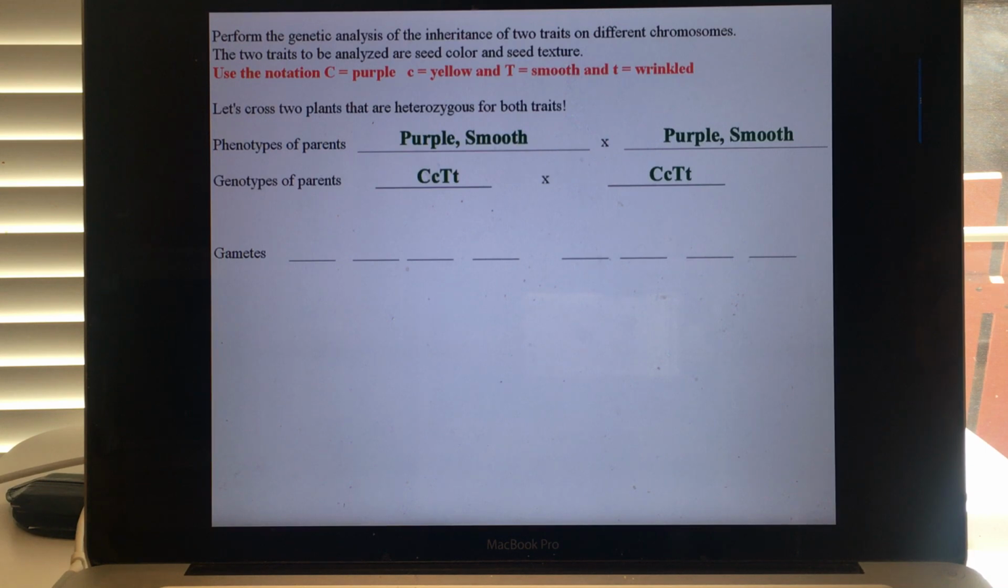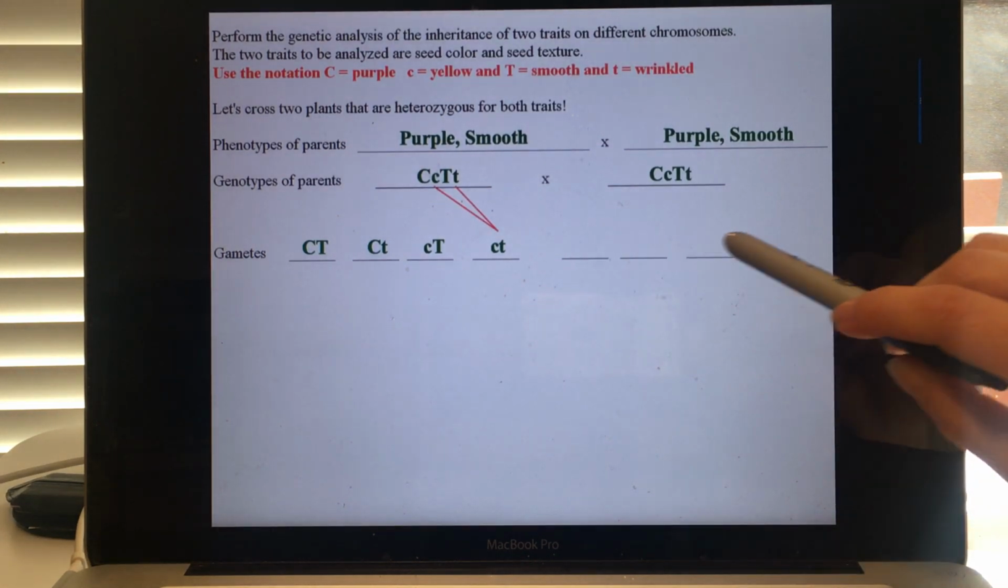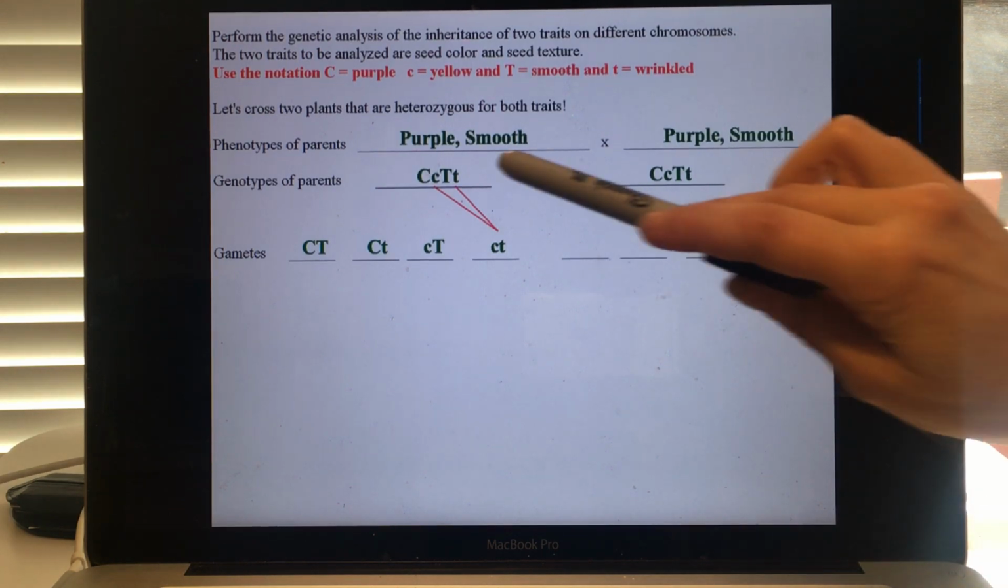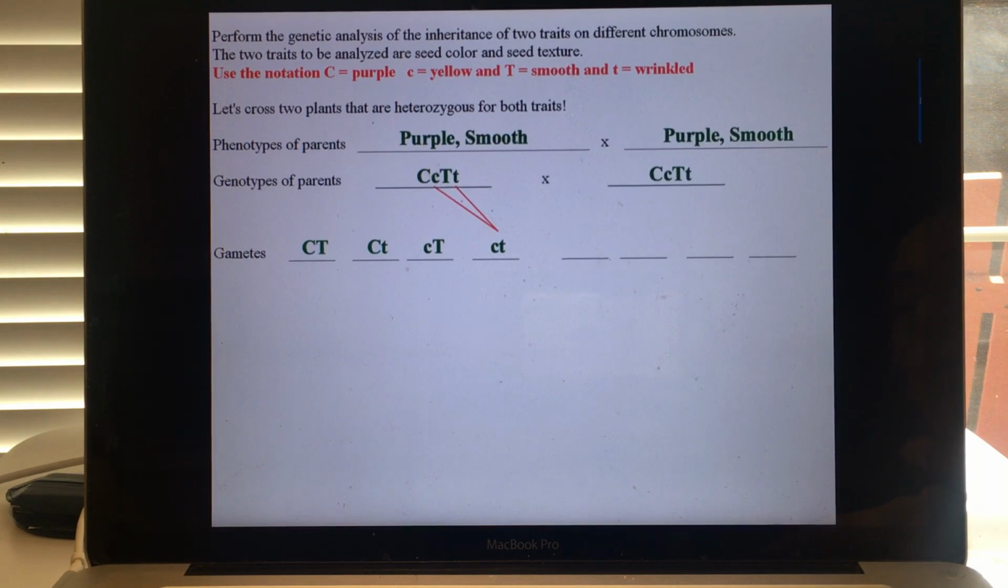Now, to figure out all the possible combinations, you FOIL. You do first, outside, inside, last. So first would be big C, big T. Outside would be big C, little t. Inside would be little c, big T, and last would be little c, little t. Now, it makes it much easier when you're figuring out the possible alleles in the gametes of the second one if it's the exact same as the first parent. So if we FOIL that again, it's the same combination.